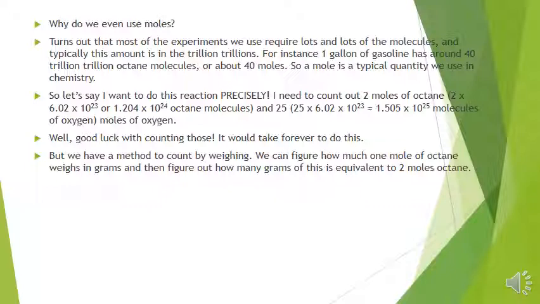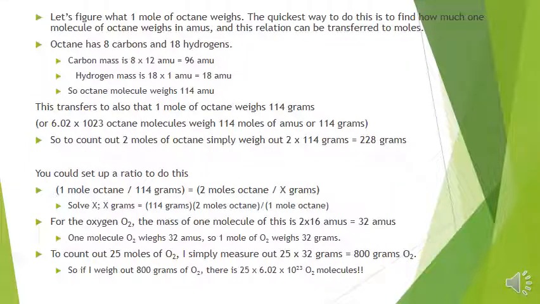So let's go on. Let's figure out how much 1 octane molecule weighs. The chemical formula is C8H18. To figure out how much a molecule weighs, it'll be 12 times 8, which is 96, and then 1 times 18, which is 18. So 1 molecule of octane weighs 114 AMUs.